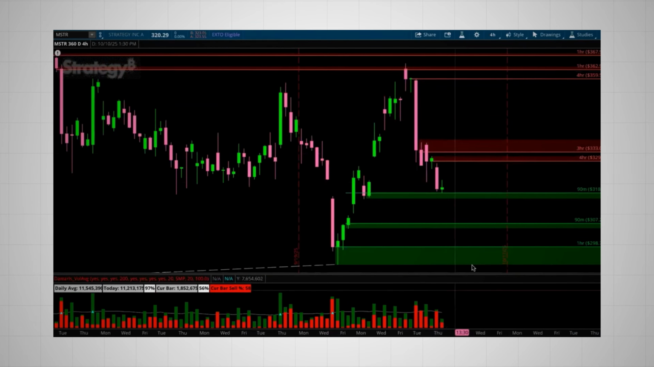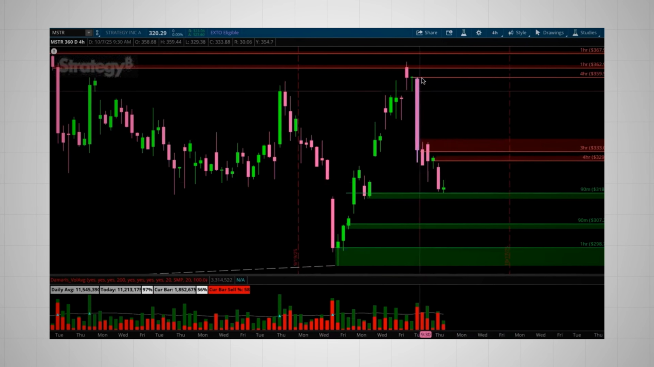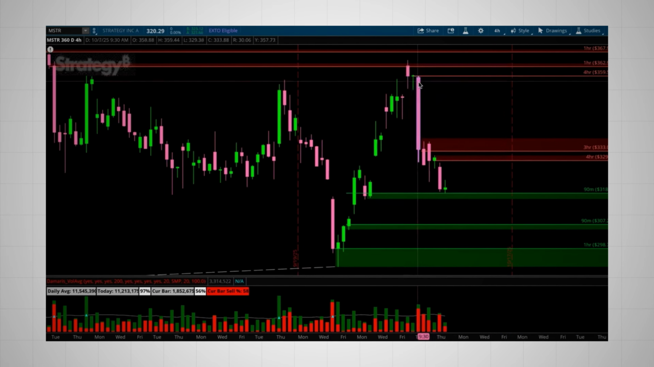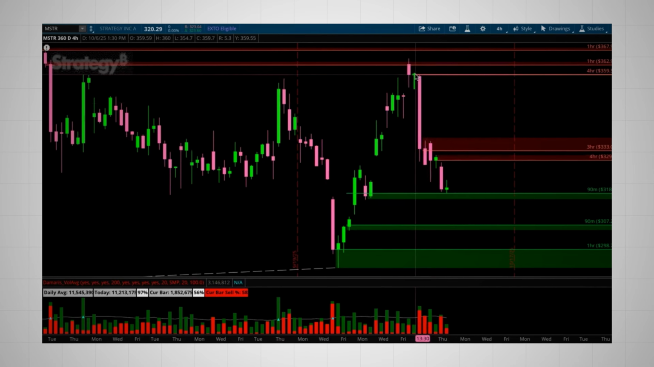Manual backtesting forces you to engage with the charts candle by candle. You're making decisions the same way you would in real time. You're picking up nuances that a bot can't replicate.